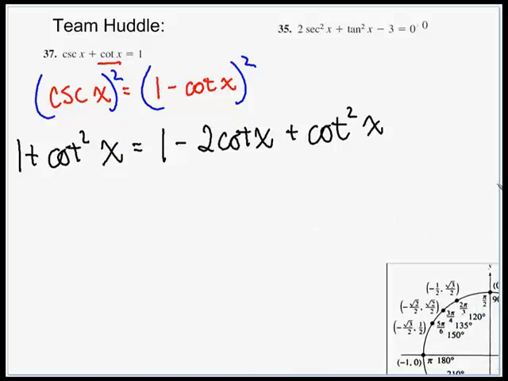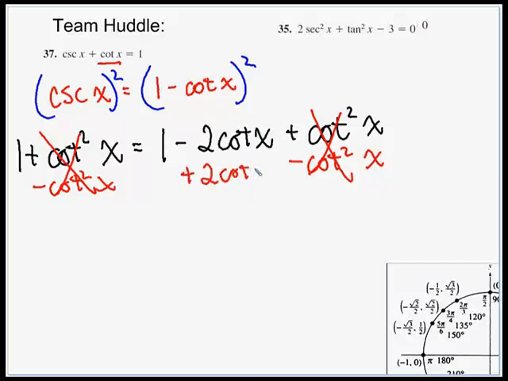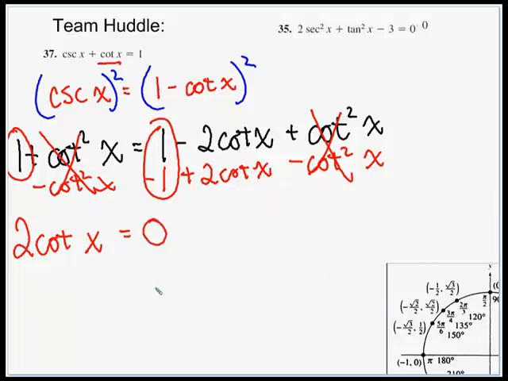So let's get everything on one side. I'm going to move everything to the left. So we're going to subtract this cotangent squared, and we'll subtract this cotangent squared. So those are gone. If we add 2 cotangent of x to each side, and we're going to subtract 1, we'll have 2 cotangent of x on the left. And then we're subtracting 1, that will subtract this away. And we'll have this whole thing just left equal to 0. So we can divide by 2 and have the cotangent of x equals 0.